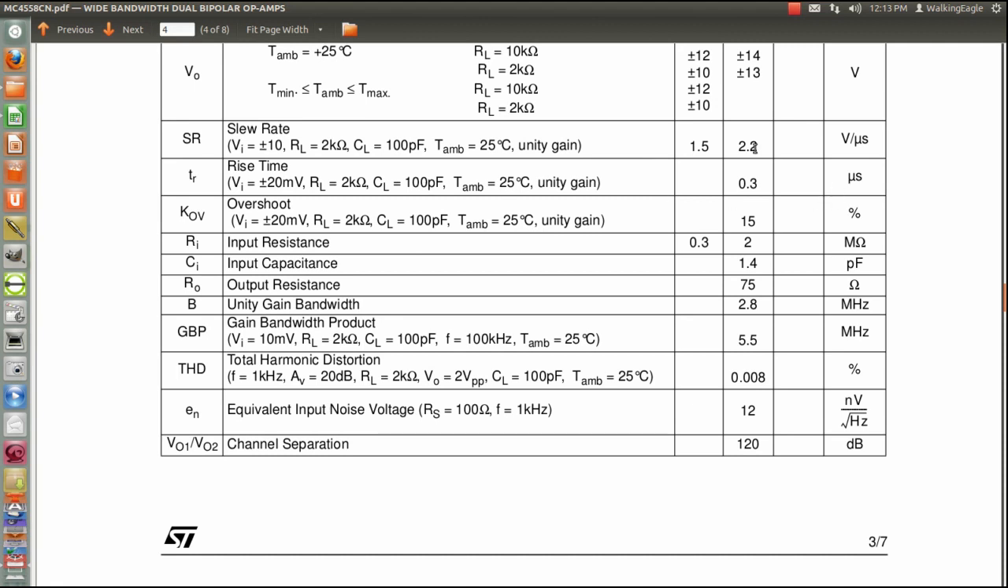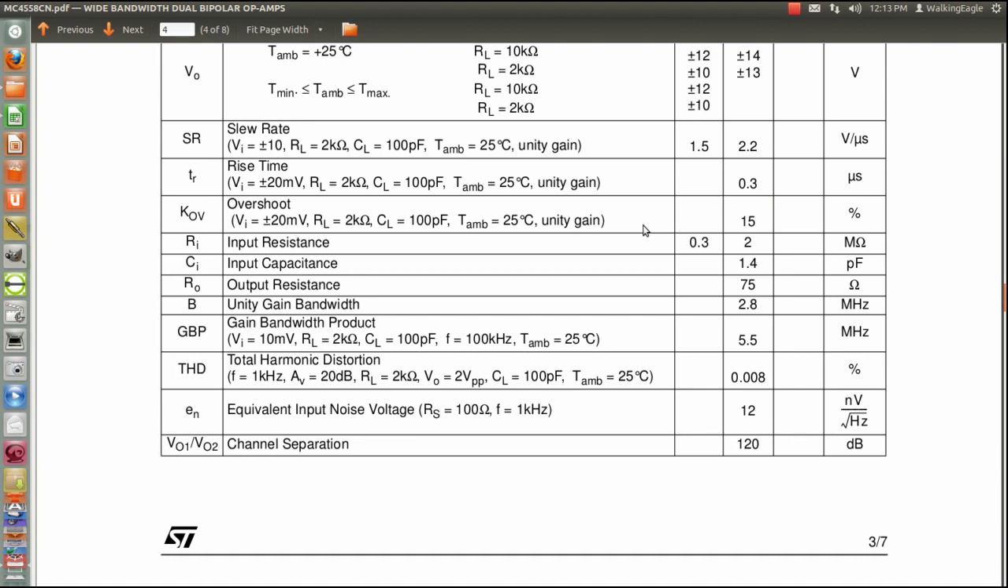Rise time is the same kind of equation. It's just measuring how fast that edge of the square wave moves up once we put it in there. And you see that they're using a lot smaller signal here, 20 millivolts. All the other values are the same. But the square wave, it takes it 0.3 microseconds. Again, that's fast to me, thinking in human terms. If I'm working on something in the megahertz range, that means it's going to distort it somewhat.